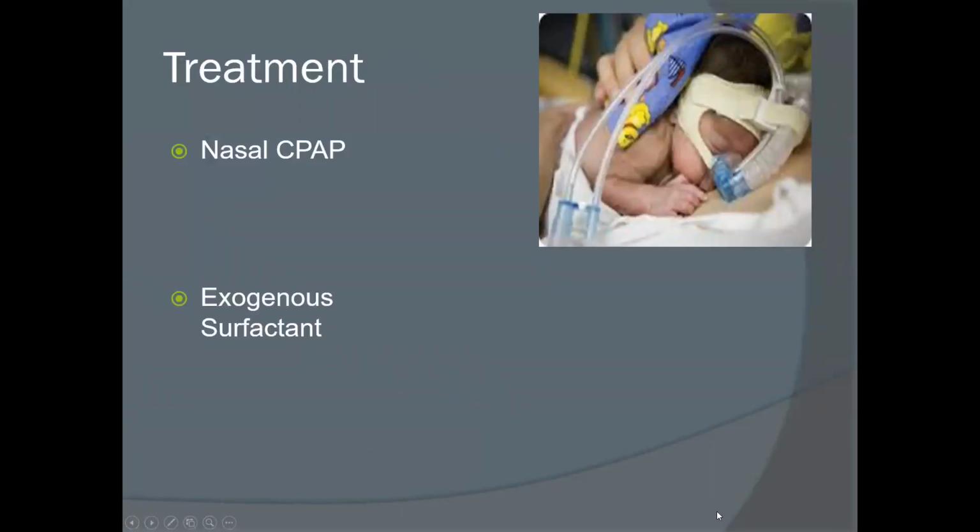All right, so how do you treat this alveolar collapse and not enough surfactant? One way is by delivering positive pressure to the airways. Positive pressure is going to keep the alveoli open. So since infants are obligate nose breathers, it's easy to put prongs in just their nose, and we're able to maintain the positive pressure like that. So nasal CPAP.